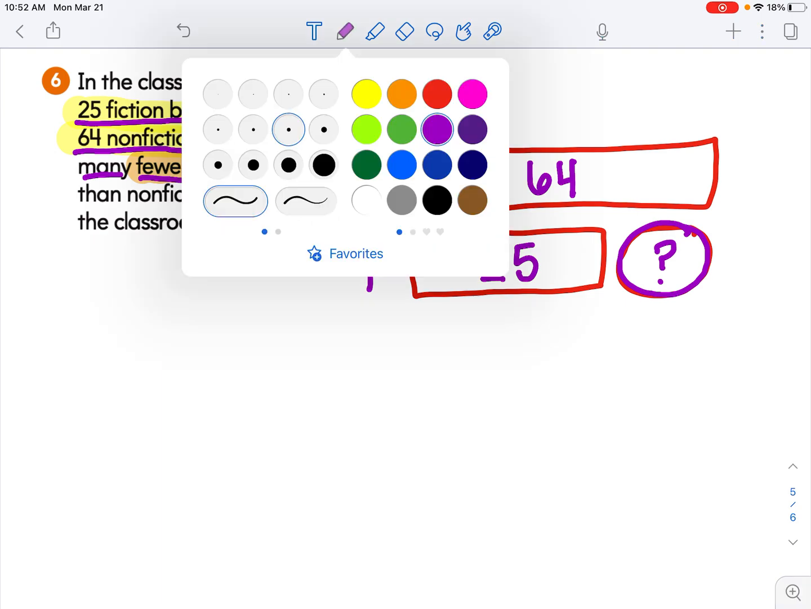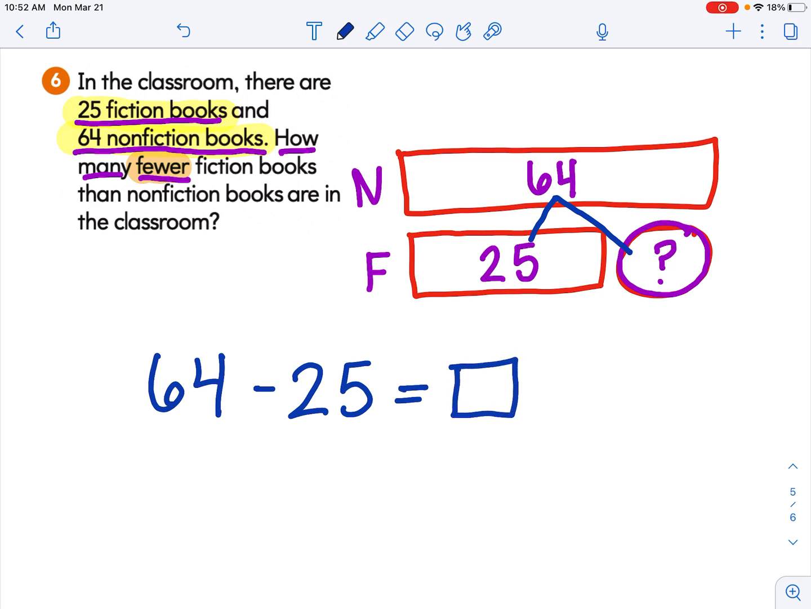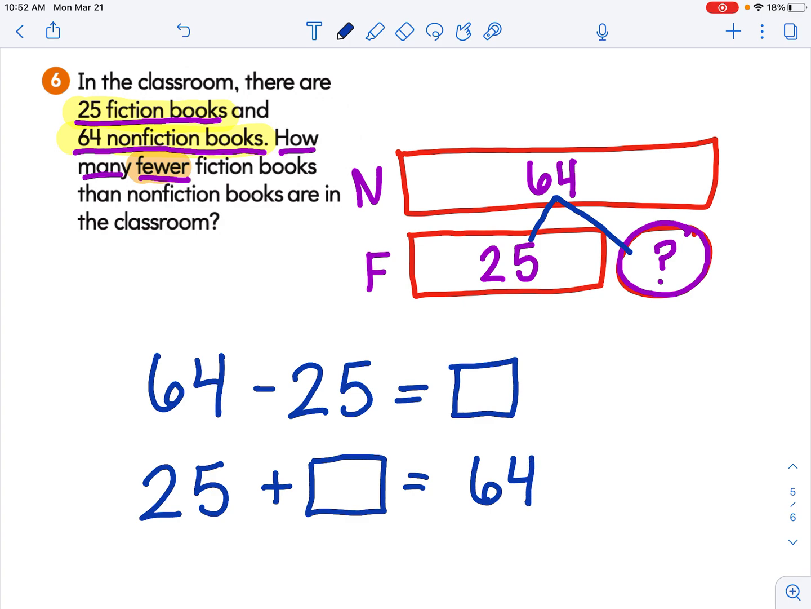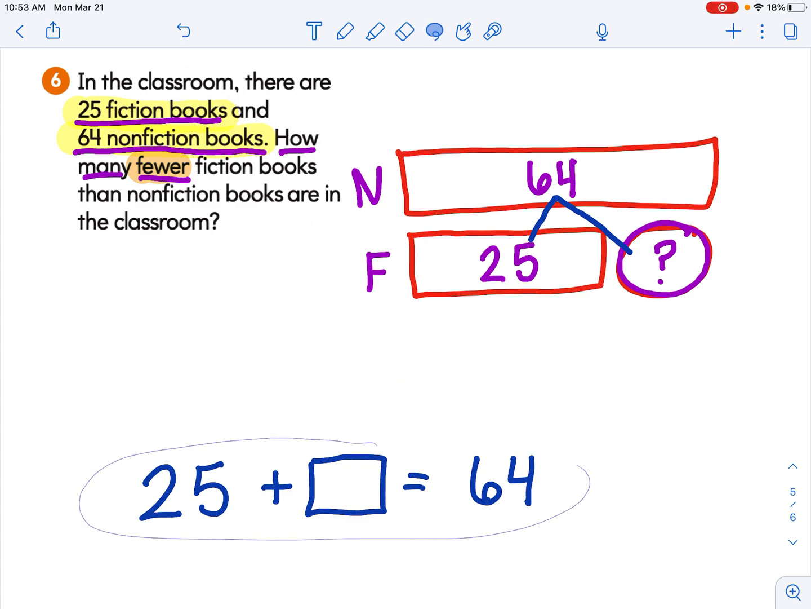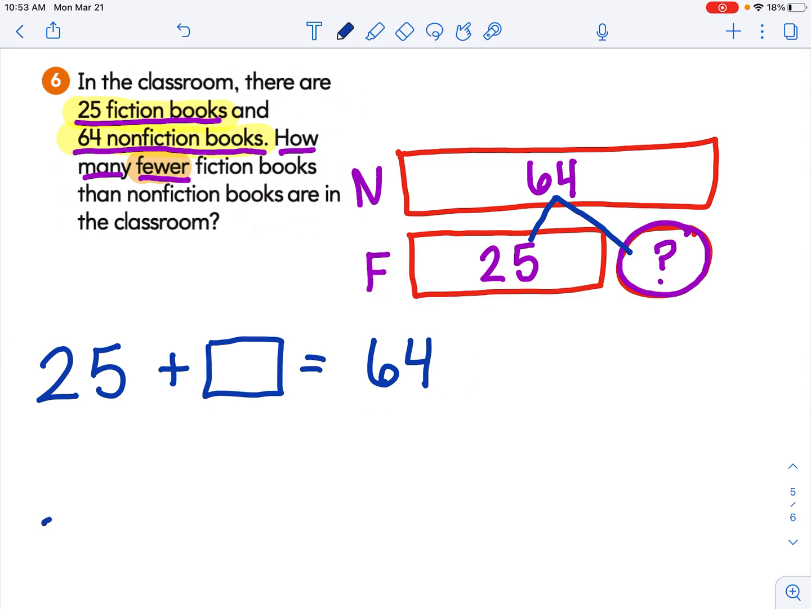Well, remember, we like to think of this just like a math mountain, where 64 is greater than 25, which makes it the total. So one way I could solve this is using subtraction. 64 minus 25 equals our unknown, or I can count up from 25 until I get to 64. These two equations, remember, mean the same thing. I think I'm going to count up as my method. And remember, we practiced the number line strategy for counting up. That's how I'm going to do it.